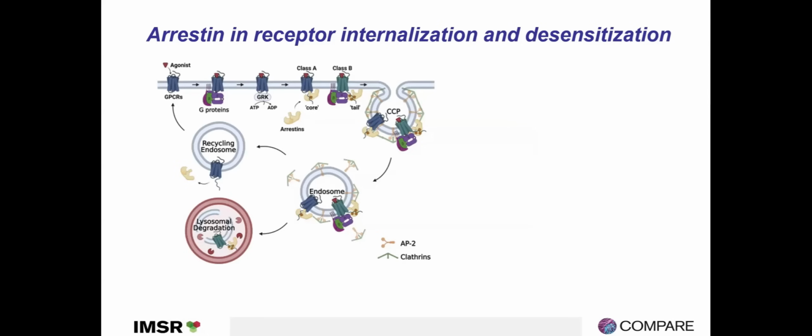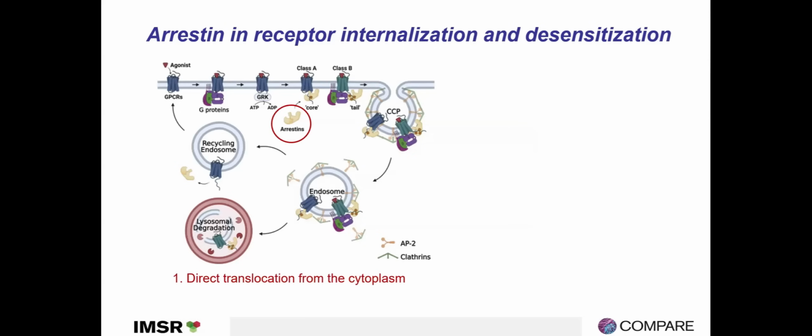They mediate rapid signal desensitization. They also mediate receptor internalization by interacting with AP2 and clathrin, and there has been a lot of work showing that beta arrestin can also mediate some effects of their own, so some G-protein independent signaling.